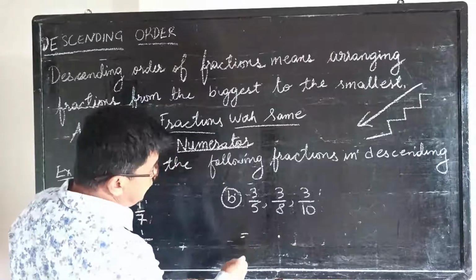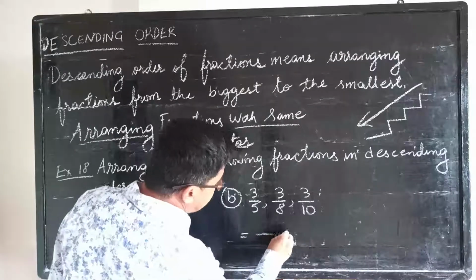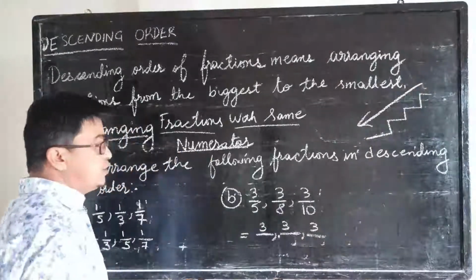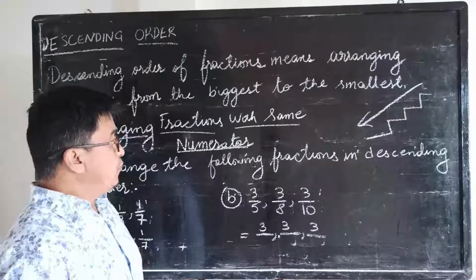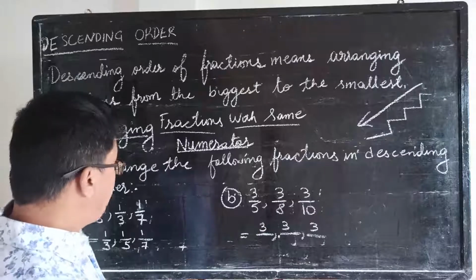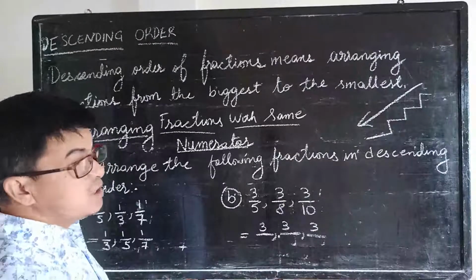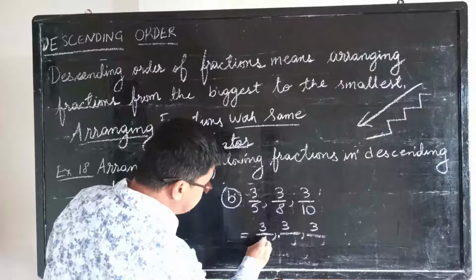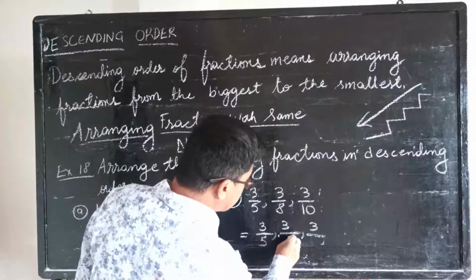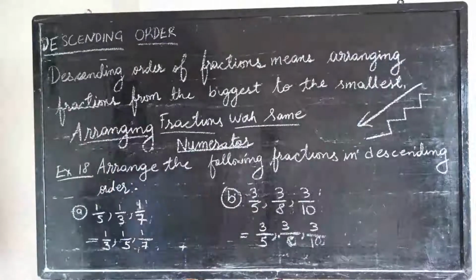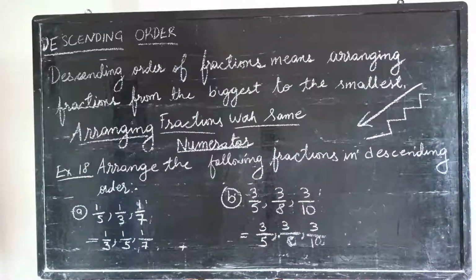Now look here. Here also the denominators are different and the numerators are same, 3, 3, 3. When the numerators are same, the fraction with the smallest denominator is the biggest. Now denominators 5, 8 and 10, which is smallest here? 5. Now 8 and 10, which is small? 8. And lastly 10. So this way we arrange the fractions in descending order when the numerators are same.